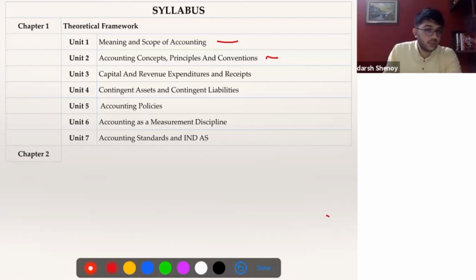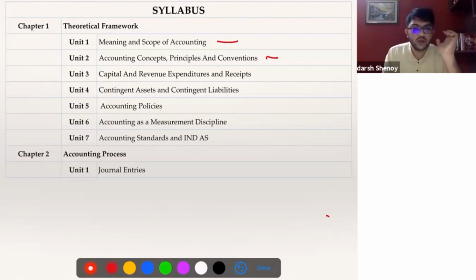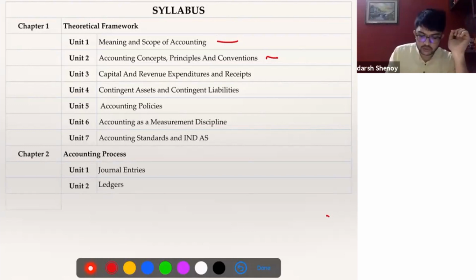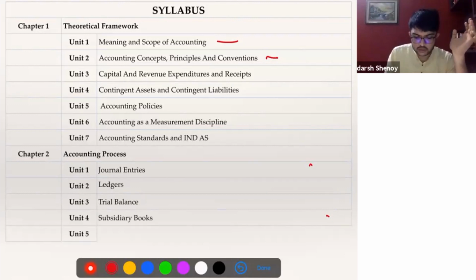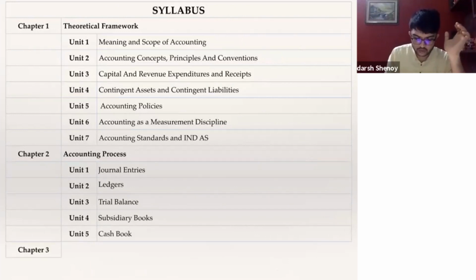Then you have chapter 2, accounting process. I'm expecting you guys are taking it down while you're listening to me. Just take it down in your notebooks also. Chapter 2 is accounting process. Under accounting process, we have 5 units. Unit number 1 is journal entries. Again, something that we know. Unit number 2 is ledgers. Unit number 3 is trial balance. All these things we know, and I will talk about this also in a moment. Unit number 4 is subsidiary books, and unit number 5 is cash book. So these are the different units we're going to study under chapter number 2, accounting process.